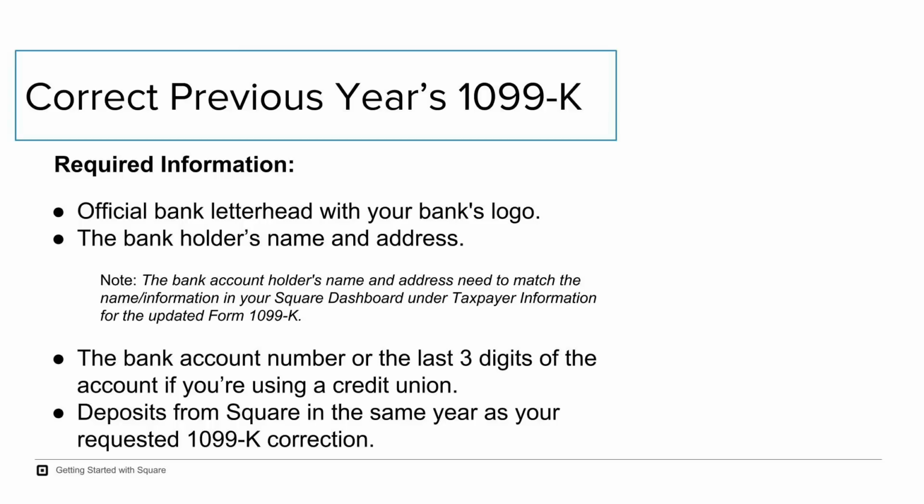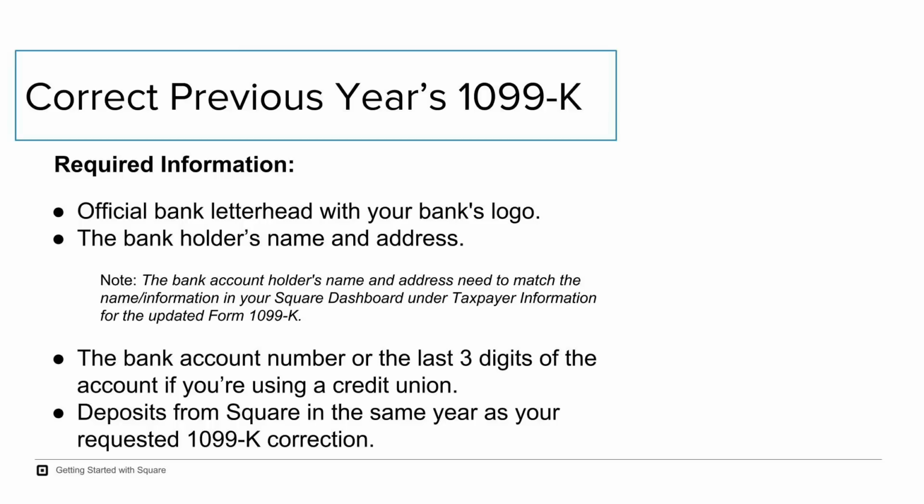The statement can show any month from the year you're requesting an updated 1099-K for, and should also include your full bank statement, not just a single page. If you are requesting to update multiple 1099-Ks, make sure you include a bank statement for each correlating year. Also keep in mind, if you used multiple bank accounts in the year that needs correction, we'll need a statement for each bank account that received deposits from Square.